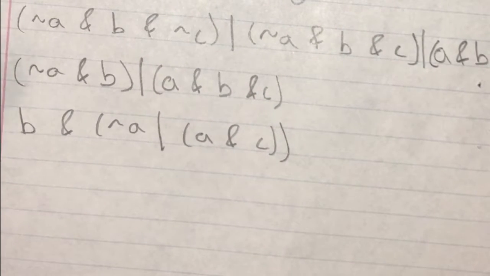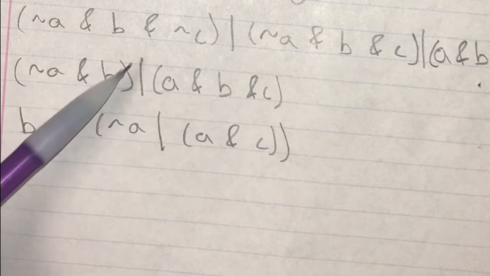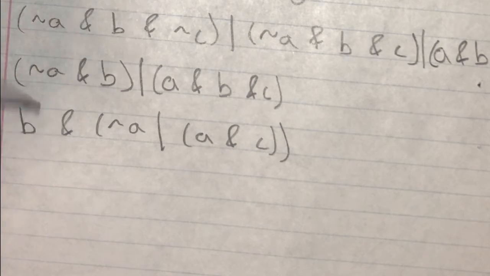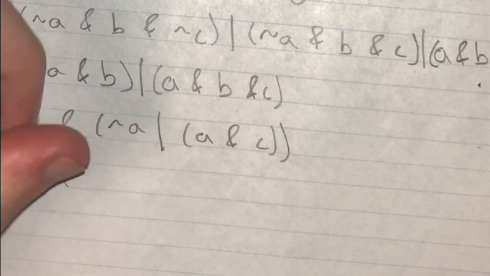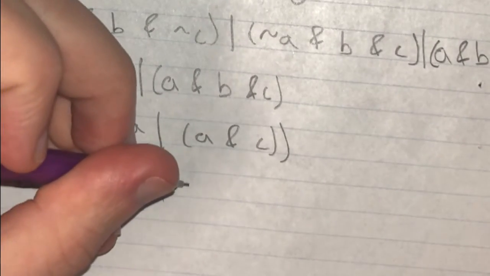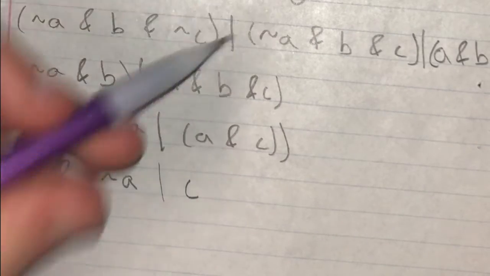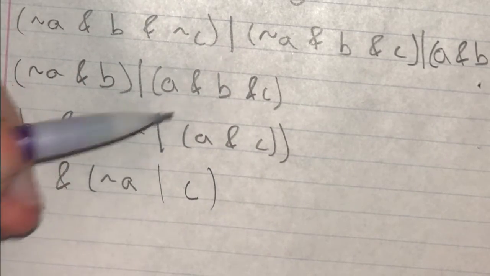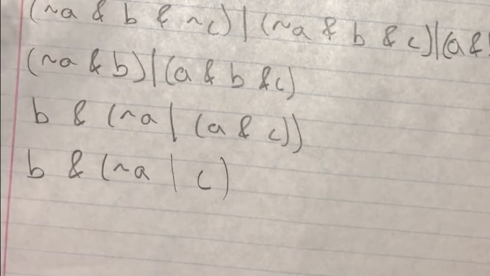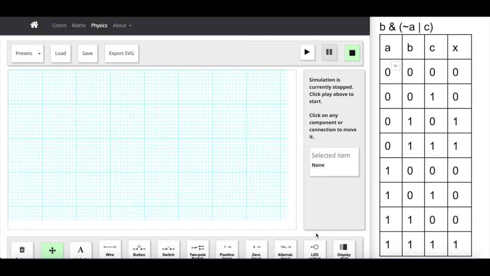So we have this because we have the B shared on both sides, and the not A or A and C. So now from this, we can simplify it into B and not A or C, because the A cancels out the A. So this is our Boolean expression for the truth table. The logic gates for B and not A or C.